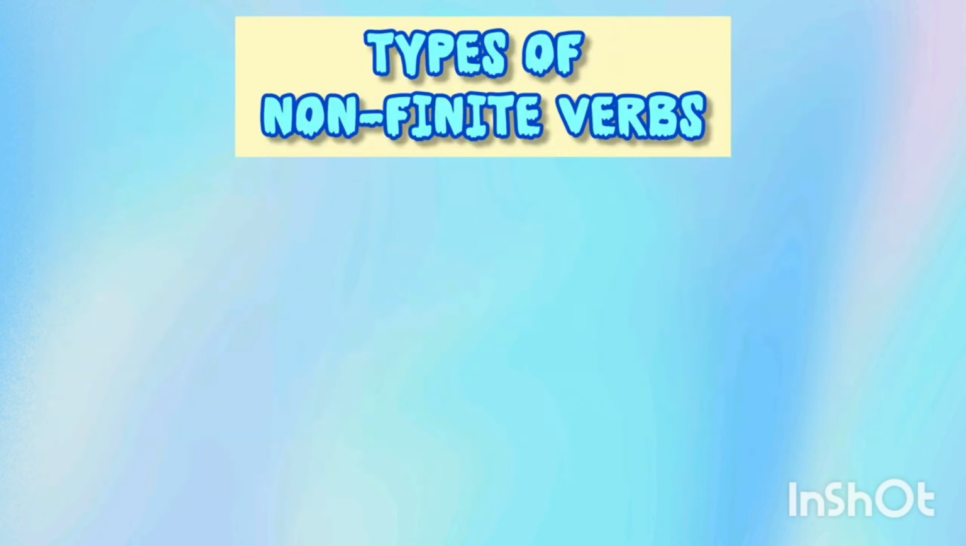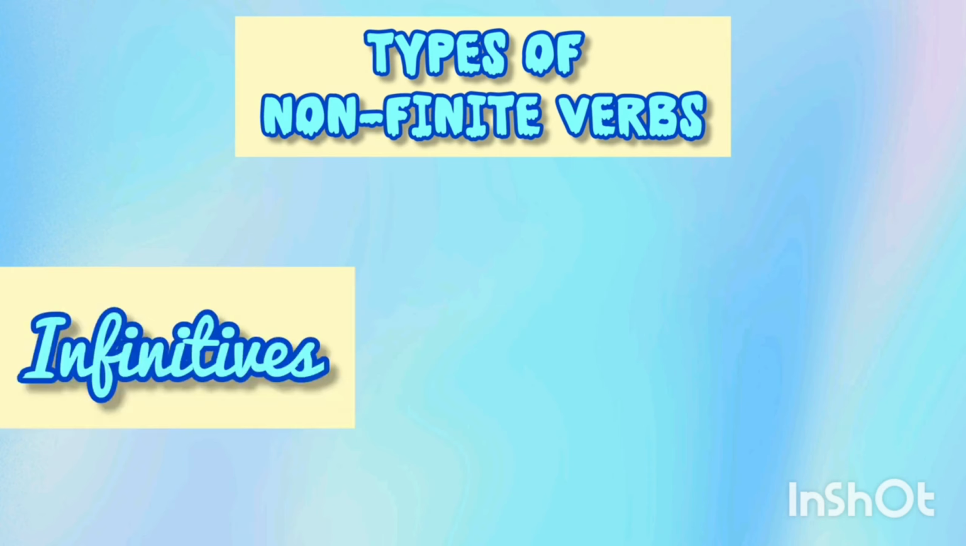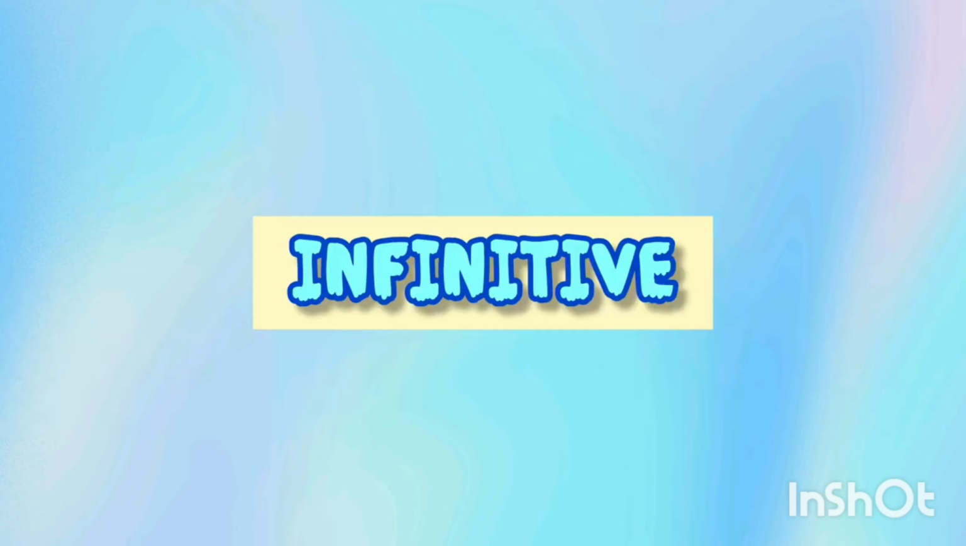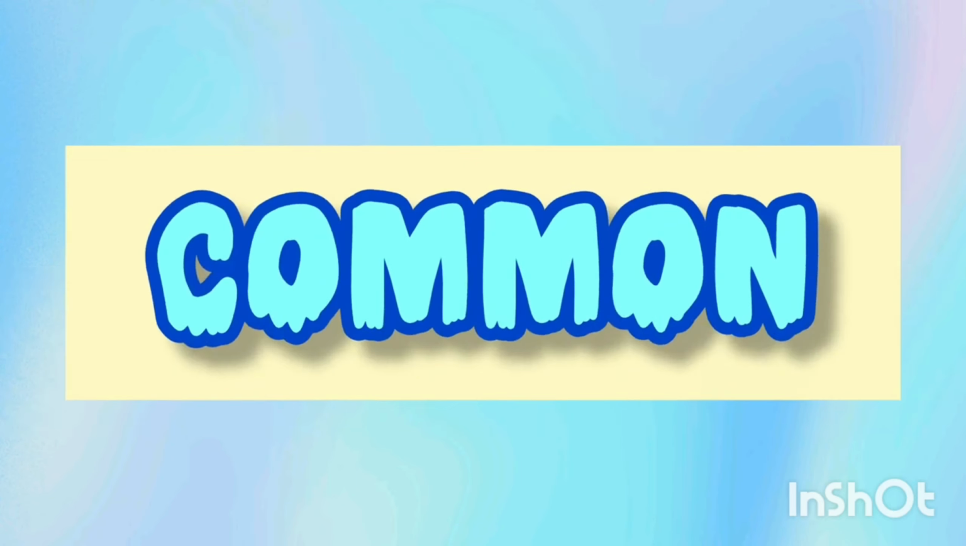Now that the basic idea is clear, let us move on to the types of non-finite verbs. Broadly speaking, non-finite verbs are classified into three main categories: infinitives, gerunds, and participles. Each type performs a different function in a sentence. First of all, let us discuss the infinitives, which are the most commonly used non-finite verbs.